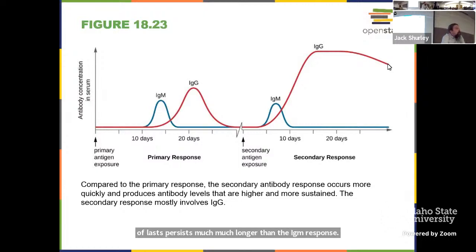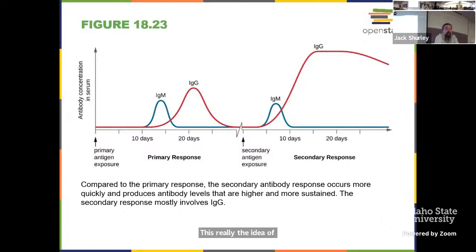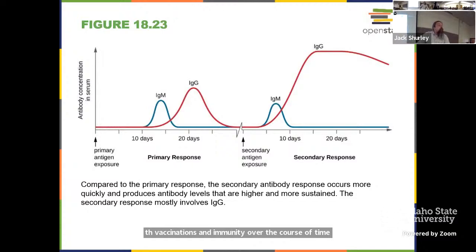This really is the idea lending to, with vaccinations and immunity over the course of time, what sets the stage for possible need for booster shots as the elevated level of IgG starts to decline. Depends on the type of vaccination.